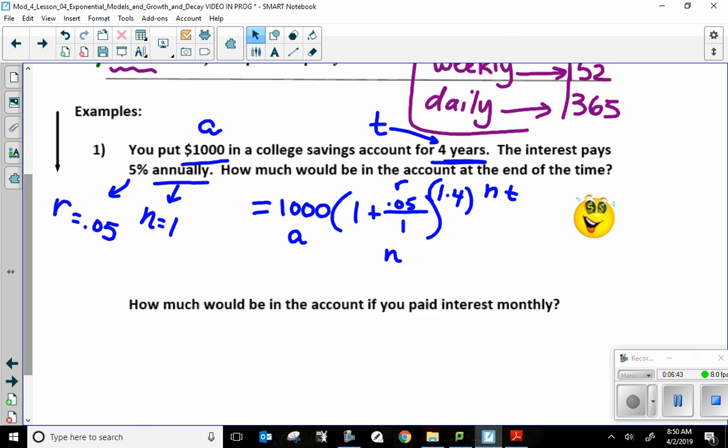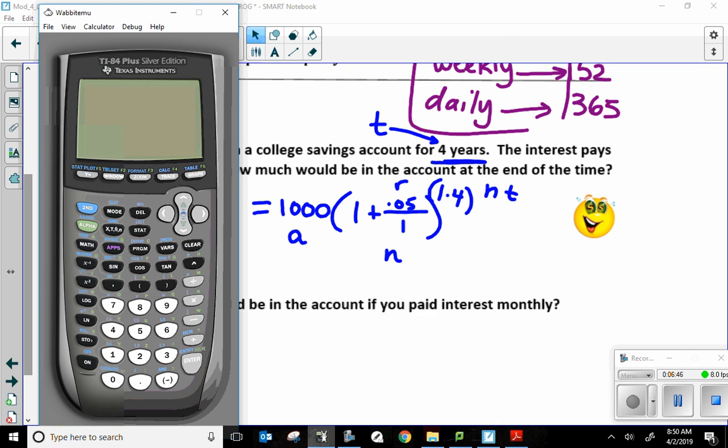Let's do that right now. Let's open up our calculator. There it is. I'm going to put this equation right as I see it in the calculator. Obviously the A, the N, the R, the N, and the T won't be there. 1,000.